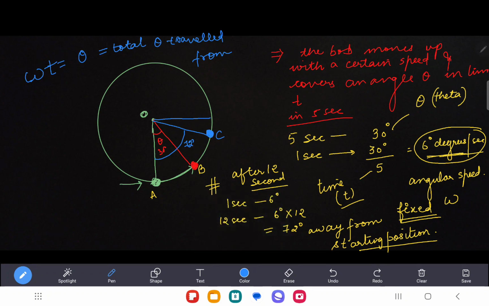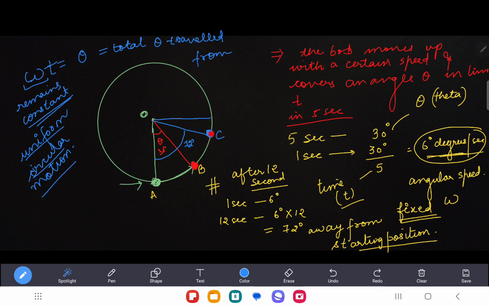And if omega remains constant, this is called uniform circular motion. But this circular motion is not simple harmonic motion, right? No, it is a periodic motion. SHM is also periodic motion, so we are relating to periodic motion basically. You understand my point? So this is basically the first basic concept.